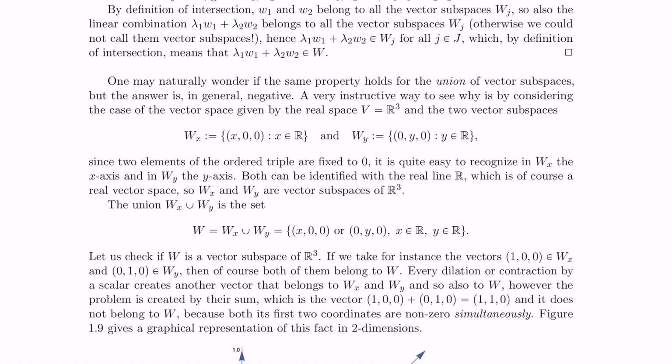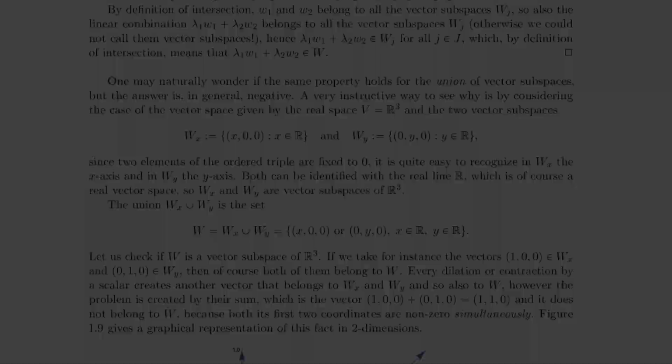Now let's pass to the concept of union. One may naturally wonder if the same property holds, that is, whether the union of vector subspaces is still a vector subspace. The answer in general is no. A canonical and very nice geometric example of two vector subspaces of R3 whose union is not a vector subspace of R3 is provided by Wx and Wy.